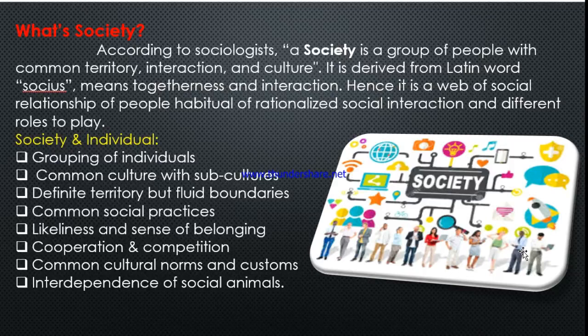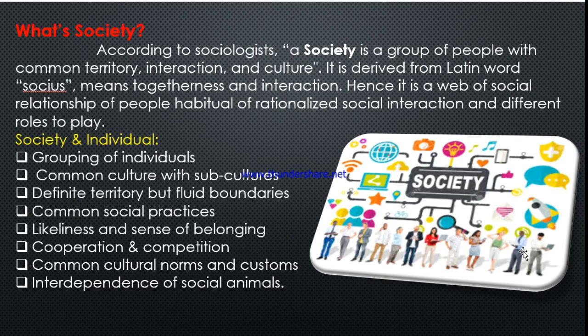According to the sociologists, it is a group of people with common territory, interaction and culture. So people who are living in a common place, territory, and they interact with each other on a regular basis, and they have common culture. We term them as a society. It is a web of social relationships of people, habitual of rationalized social interaction and different roles to play. So people are living in the same societies, having different roles to play. They interact with each other. They share cultures. It's a very broad term. For example, we have Eastern society, we have Indian society, or Pakistani society, or Western society.